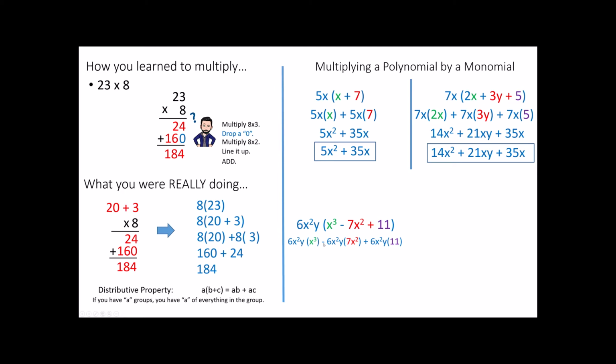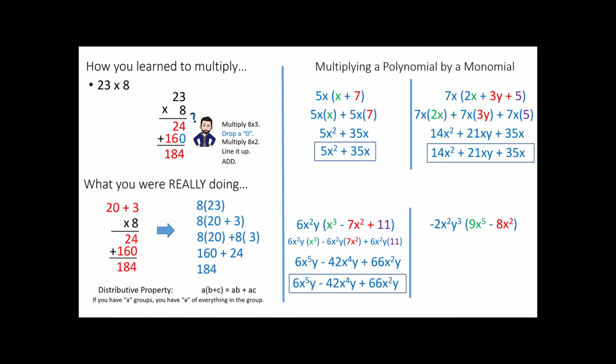minus sign, so I'm bringing that down. This is 6x squared y times 7x squared, and 6x squared y times 11. And when I multiply those together, I get 6x to the 5th y minus, this is 42x to the 4th y, plus this is 66x squared y. And then I put in a pretty box for you.